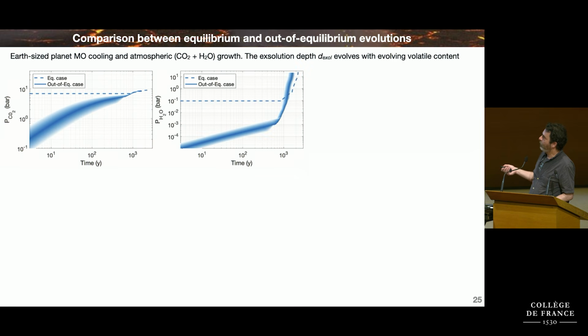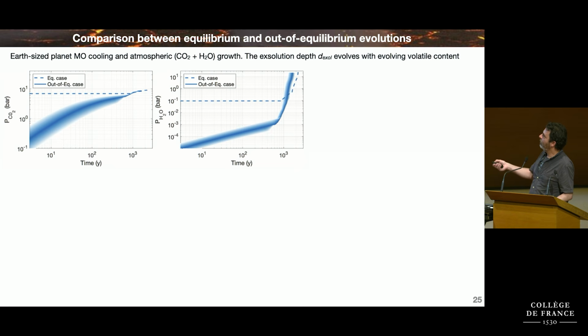And if you do the same thing for H2O, you get the same result, but it's even more pronounced. This delayed effect is even more pronounced because H2O is even more soluble in magma, meaning that the exsolution depth is going to be smaller. So it's harder to exsolve H2O. And what you see is that after a while, these models reach the value of the equilibrium models. So you outgas everything once you have solidified your magma ocean, which is what you expect.